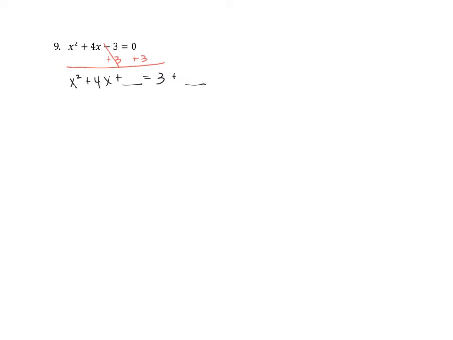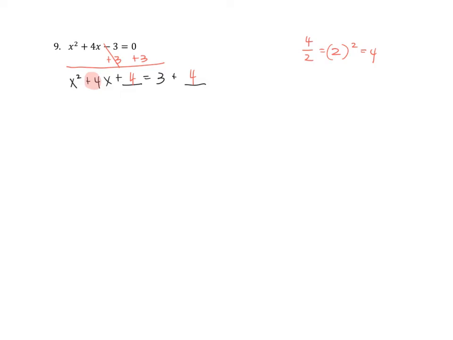All right, so that's the first step. The second step in completing the square is to take the number in front of the x, divide it by 2, and square it. So 4 divided by 2 is 2, squared is 4. So I'm going to put 4 in both of the blanks.